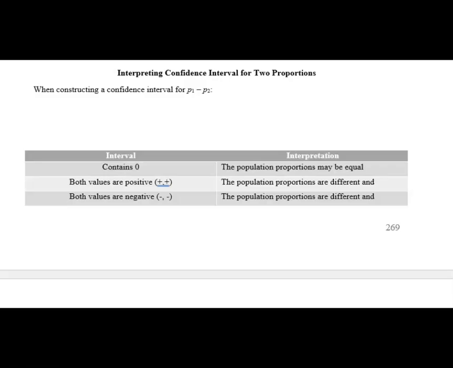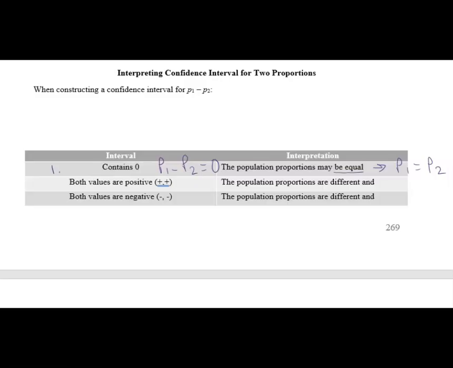There are three things that could happen. One thing that could happen is the confidence interval could contain 0. If that happens, that tells you that the two population proportions may be equal. Mathematically, what does that mean? Remember, you're estimating the difference P1 minus P2. If that difference could equal 0, essentially that tells you that P1 could equal P2, just move the P2 to the other side. That tells you there is no difference between the population proportions.